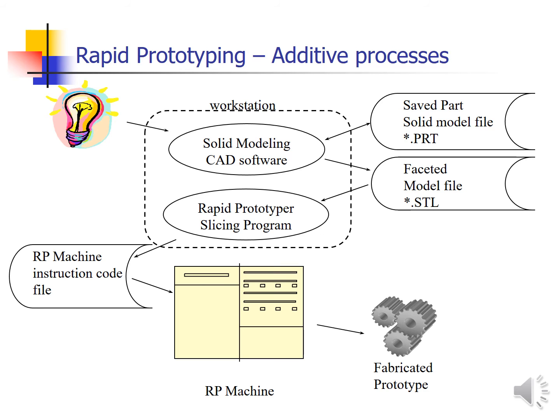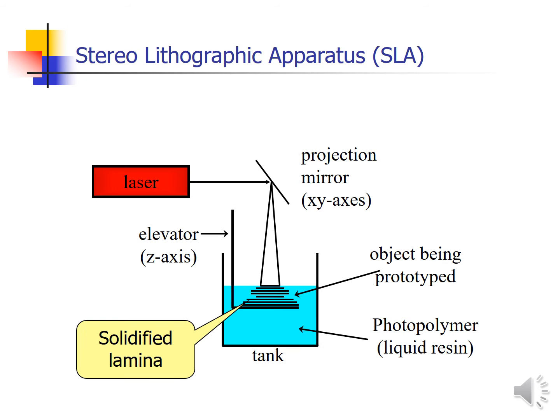Then rapid prototyping, the additive process. The process is also the same, starting from solid modeling in CAD software. We save to an .stl model file and then go to the rapid prototyping slicing program. It sends the instruction code file to the RP machine, which fabricates the prototype.